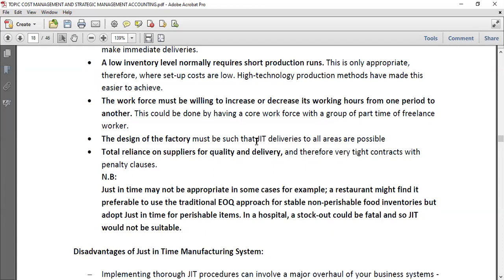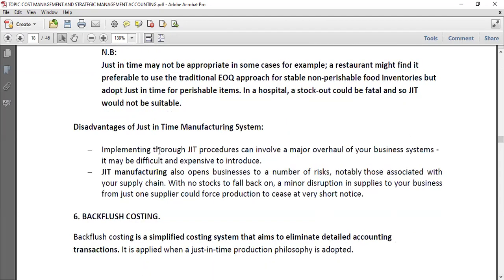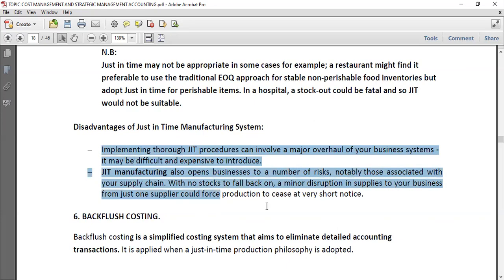And then the design of the factory must be such that JIT deliveries to all areas are possible, okay, and so on. So we have disadvantages here, as we've seen with the assumptions. Of course, the disadvantages are basically around the limitations we might have, for example, the reliability of the suppliers. Implementing this on its own is a hectic process, okay? It's basically a hectic process that you don't really want to go through, okay?